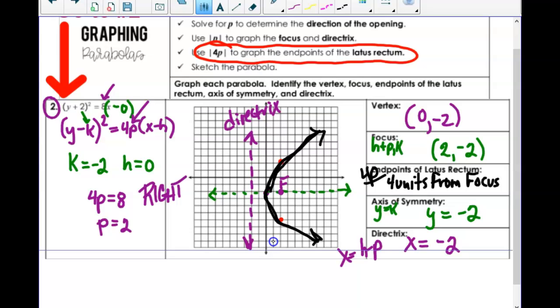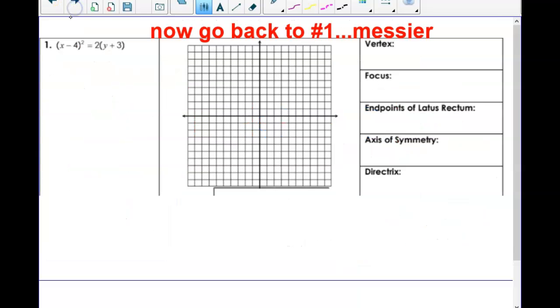All right, how we doing? All right, we're going to go back and try number 1. Underneath this, I'm going to write the generic form, which is x minus what? Because this one starts with an x, it's x minus h squared equals 4p times y minus k.